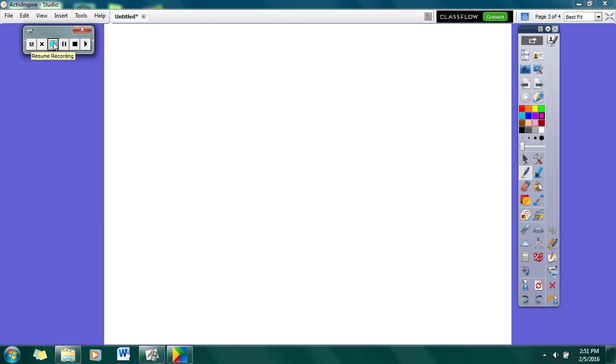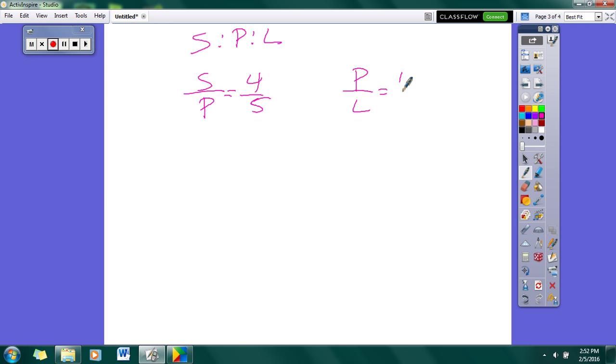Let's quickly go over questions 4, 5, and 6 on the practice for tape diagrams. Laura had 3 cats, Sax, Princess, and Luna. The ratio of Sax's weight to Princess's weight was 4 to 5, and the ratio of Princess's weight to Luna's weight is 6 to 7. I want to know the ratio of Sax to Luna.